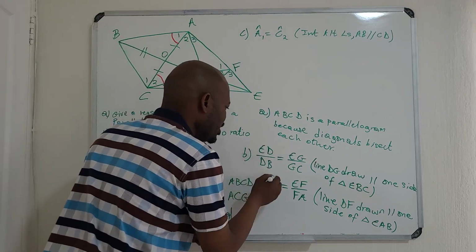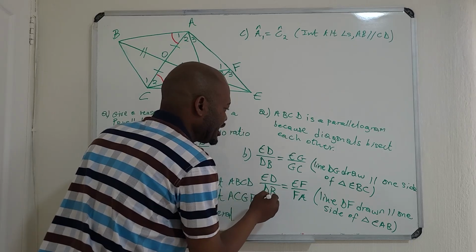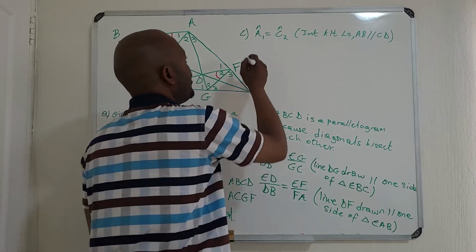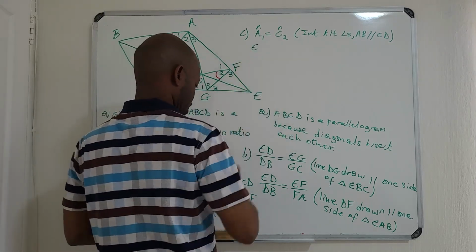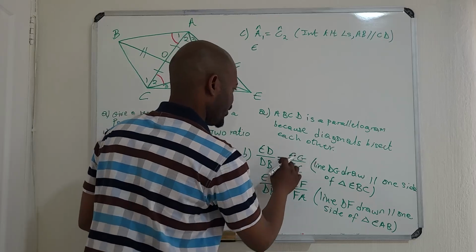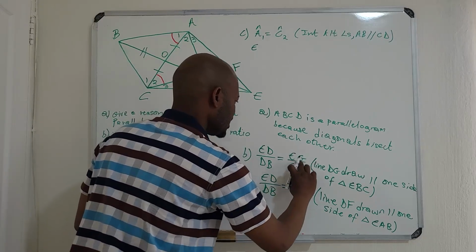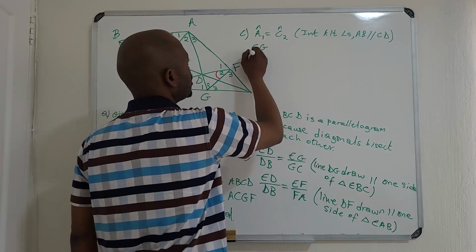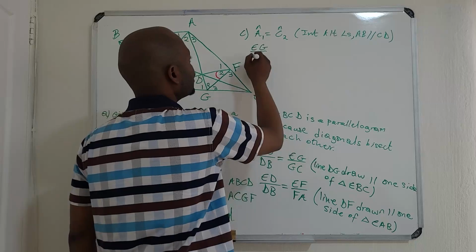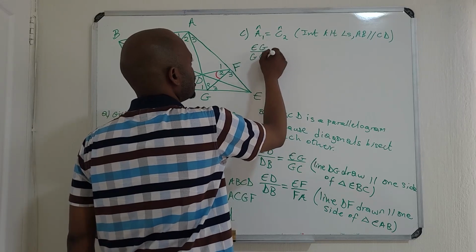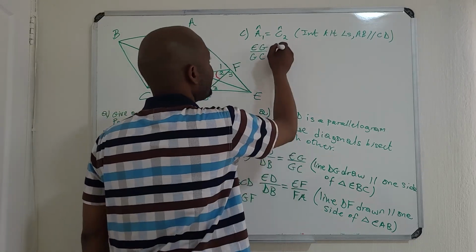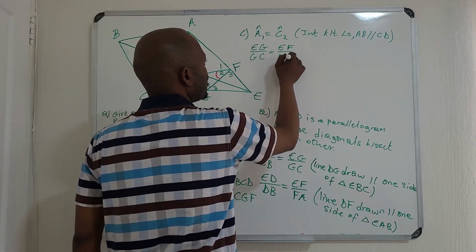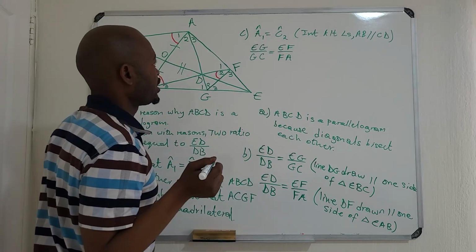Also, ED over BD is also equal to EF over FA. Therefore, not ED, sorry, EG. Therefore, these two are equal, since they both equal that. So, EG over GC is equal to EF over FA. Let's look at that.